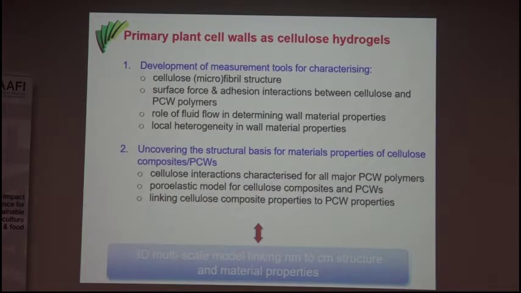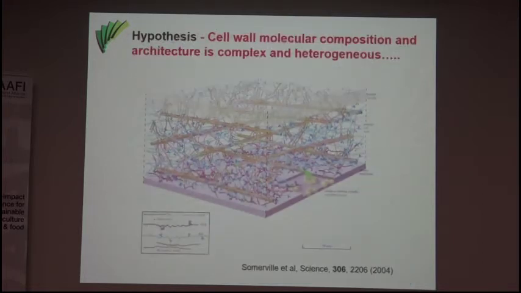So if we really want to get to the structural basis for material properties, we have characterized the interaction between cellulose and all major types of plant cell wall polymers, developed a poroelastic model which integrates the role of water with the role of polymers in determining structural features, and we've linked the properties of defined cellulose composites to plant cell walls. So that's what I'm going to talk to you about. Because we're moving towards this 3D multi-scale model, so that animation you saw was part of that, so we can try and take that a bit further and start to understand how it behaves at the tissue level.